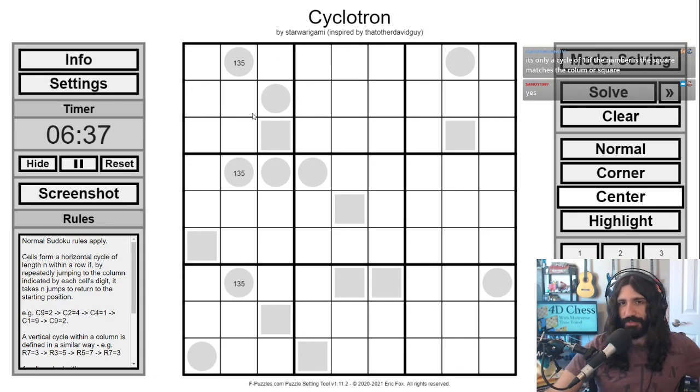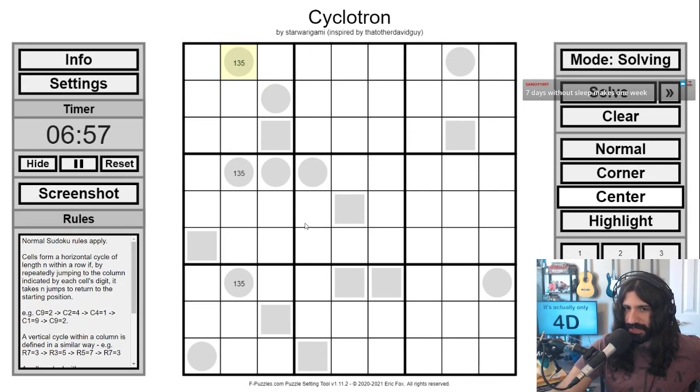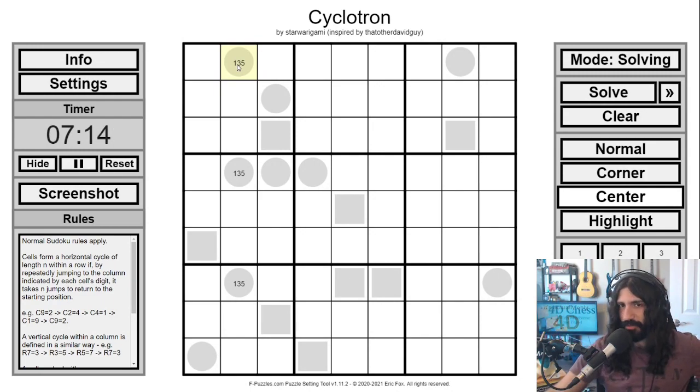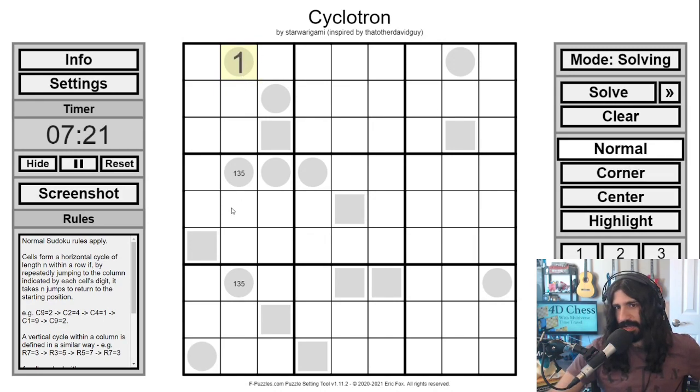Okay, listen. If there is for sure a 1 in a circle, then it has to be in the first row, because being in a cycle of length 1 means that it points to itself. So this is a 1 for sure, right? Because it's either a 1, 3, or a 5 in one of these, and these can't be a 3 or a 5.